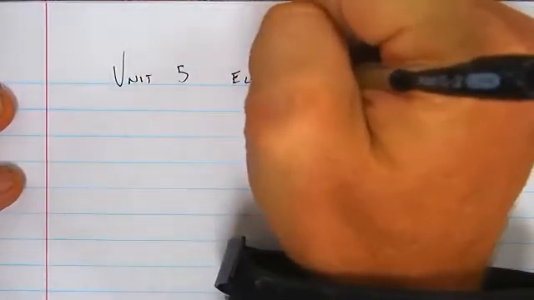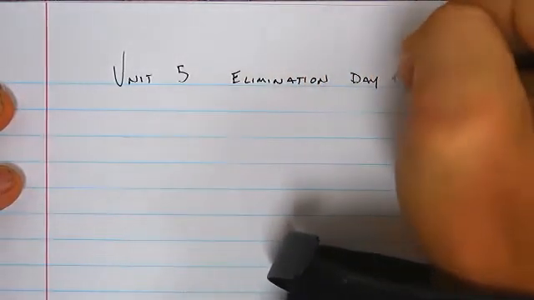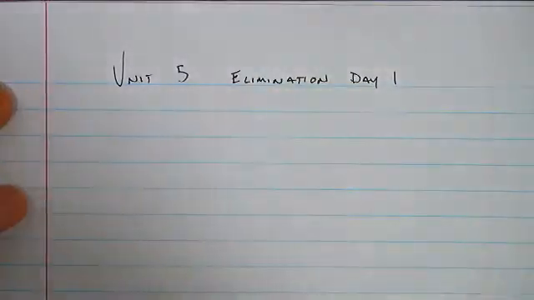And then yesterday, or in our last video, we solved by substitution. So we had to isolate one of the variables, x or y, and then substitute for that variable into the other equation. All right, so today, we're still in unit 5. And today's method is going to be called elimination. And that's day 1. Okay, so elimination day 1.